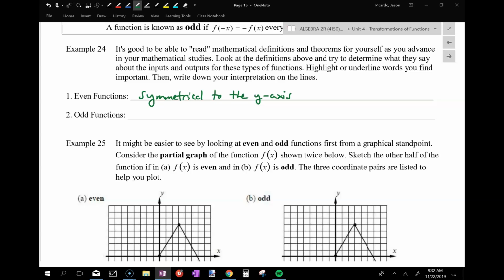Give me another word that might correspond to something we're doing in this unit. Symmetrical to the y-axis means you could see it as a reflection in the y-axis, right? Okay, so it looks like a reflection in the y-axis. Okay, that's the first thing. I have one other thing.